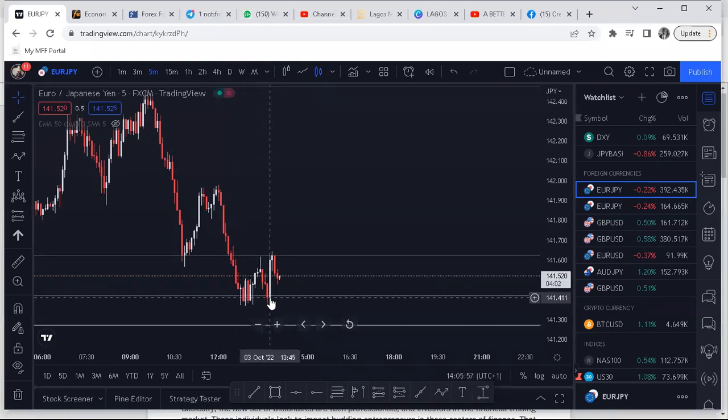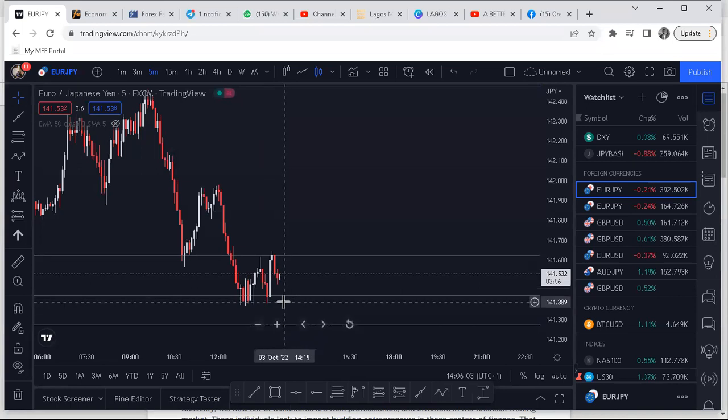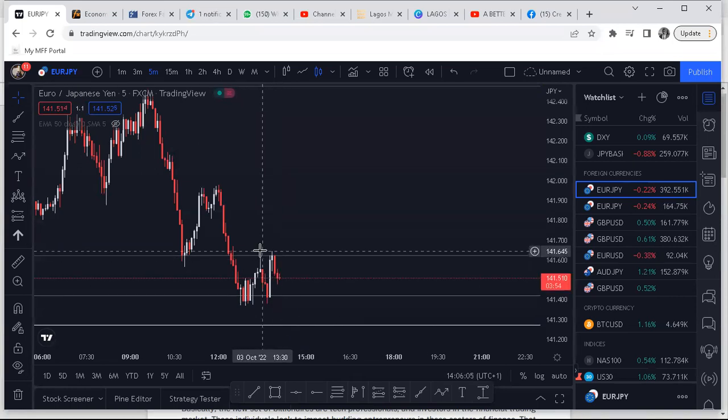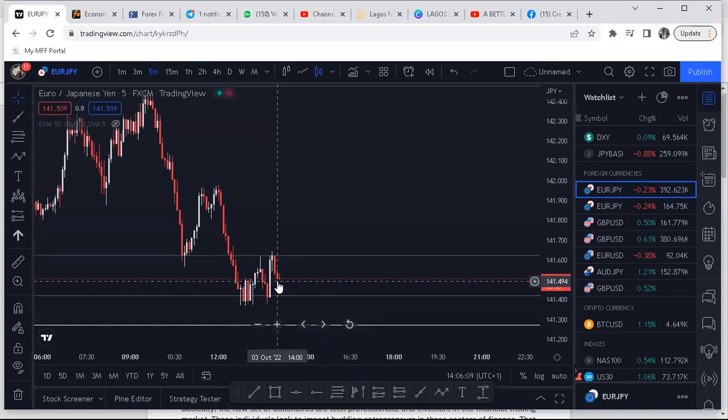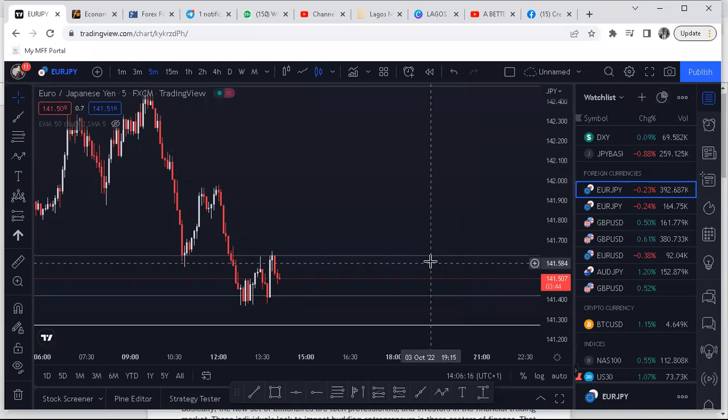Wait for these weaks to be tapped, because this week came to tap all these weaks. You can wait for this one now to be tapped, or you wait for it to come and break out, then you jump in. Don't enter in the middle here unless you just feel like, which is okay. If you feel like entering here, it's okay. Trust me. But it's a good trade.